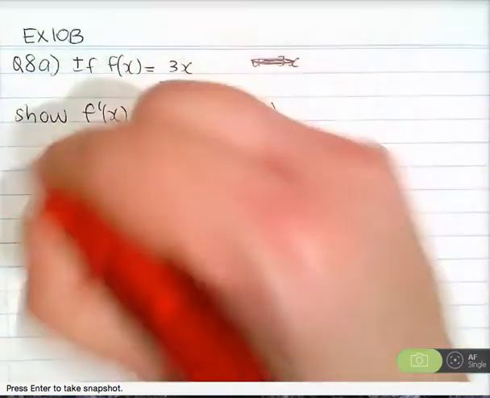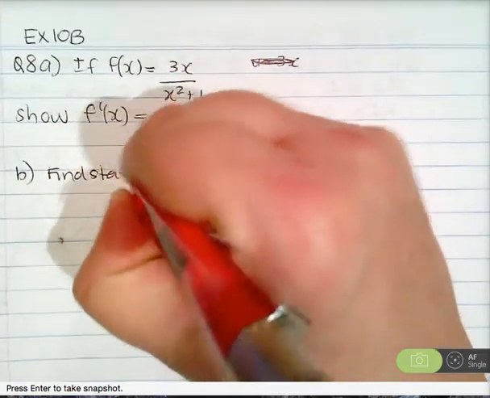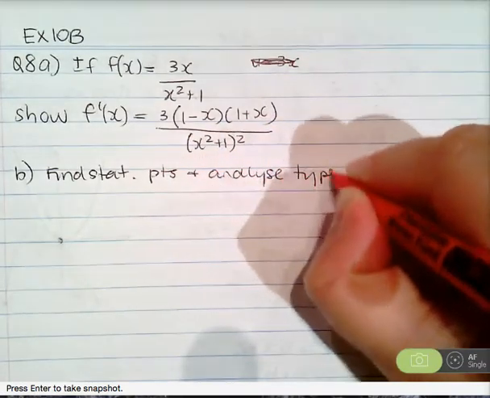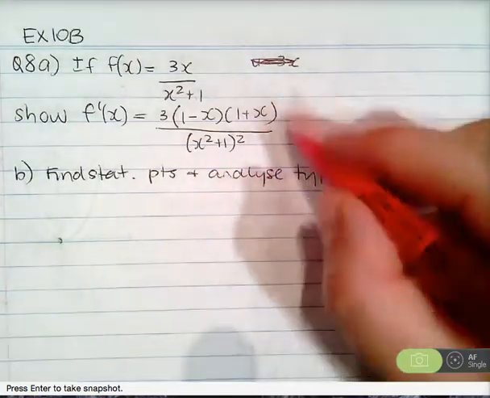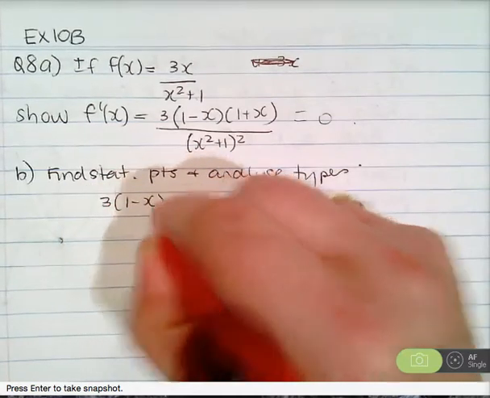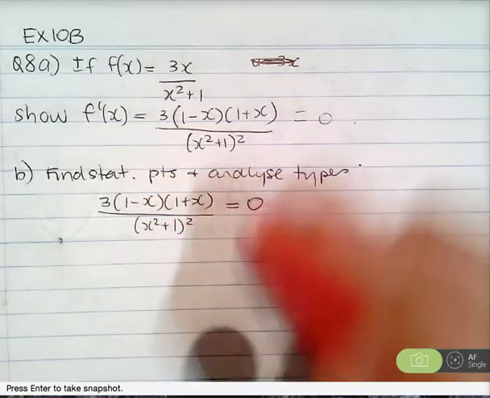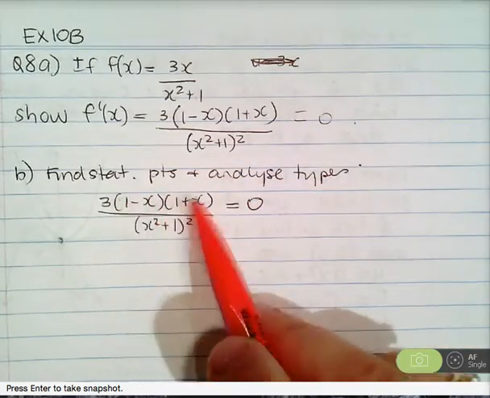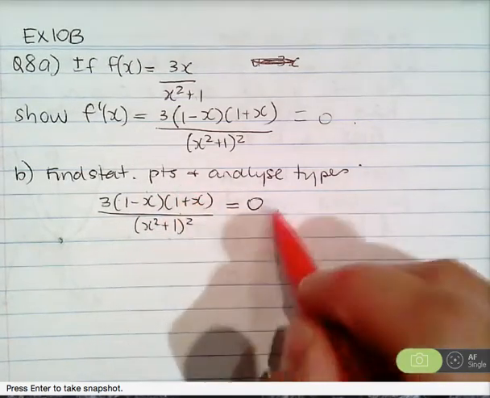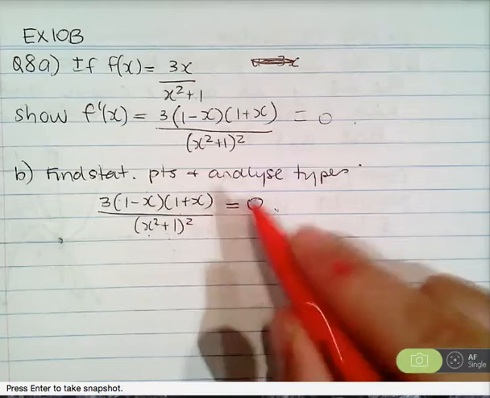Then it says to find the stationary points and analyze the types, and then they want you to sketch the curve. Now, I think you should be able to do this as well. I'll just go through it a little bit. When you come to solve this and put it equal to 0, you don't worry about the denominator, because the only way that this expression is going to be equal to 0 is if the numerator is 0, since 0 divided by something is 0. And that denominator can never be 0 anyway, because something divided by 0 is undefined.